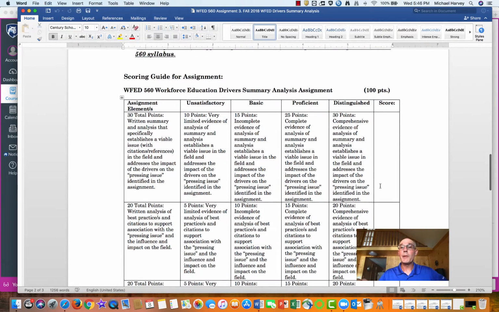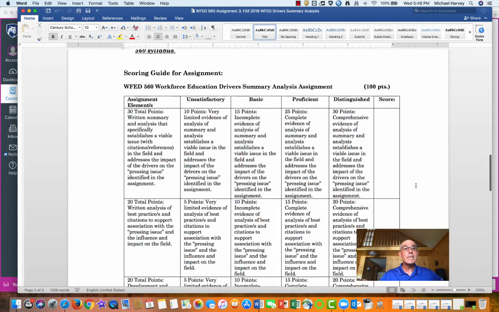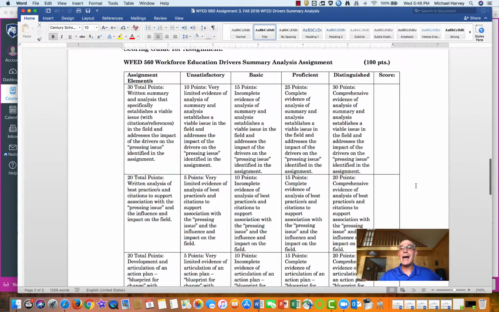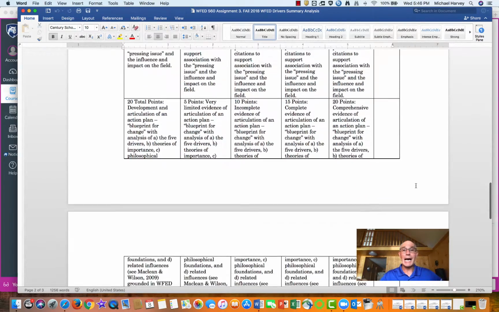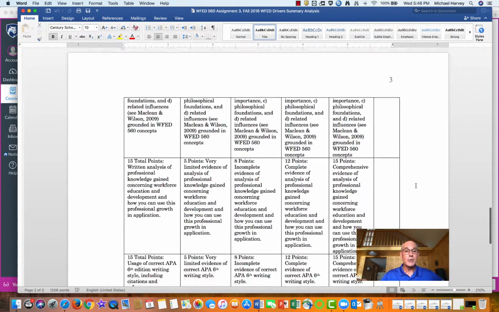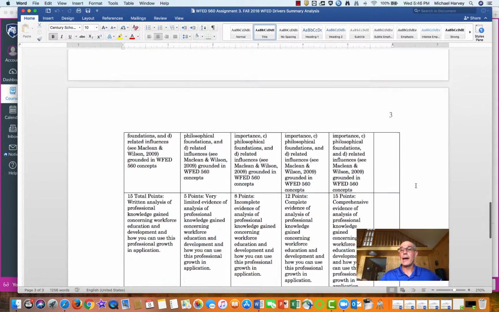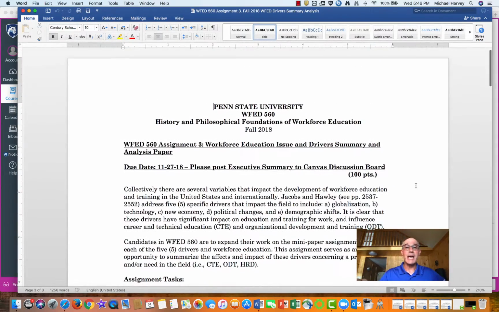For scoring purposes, on this particular third assignment in Workforce Ed 560 around your pressing issue and the supporting components and then the blueprint for change, please look at the scoring guide and the component parts within the scoring guide around how this will be graded. It's going to be important for you to take a look at. Again, please review assignment number 3.